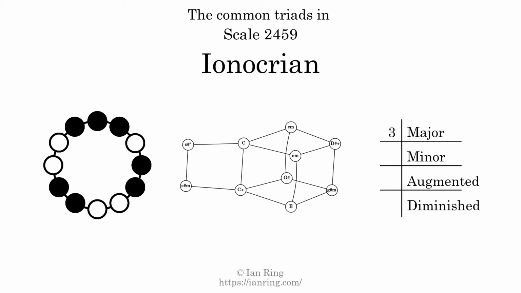There are 3 major triads. There are 4 minor triads. There are 2 augmented triads. There is 1 diminished triad. Here is a Hamiltonian path of parsimonious voice leading that uses all the triads.